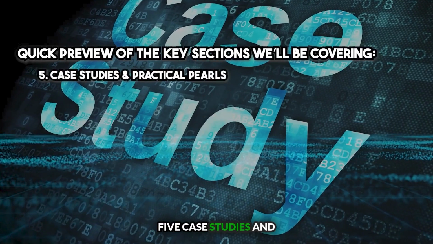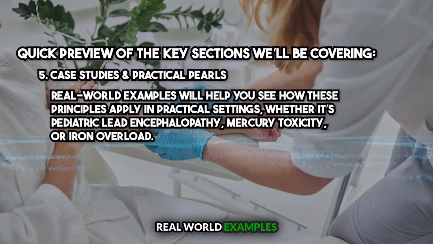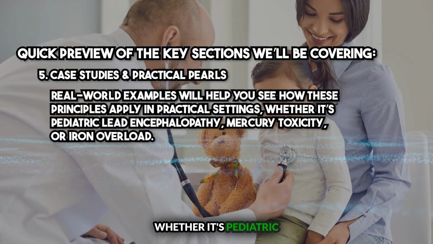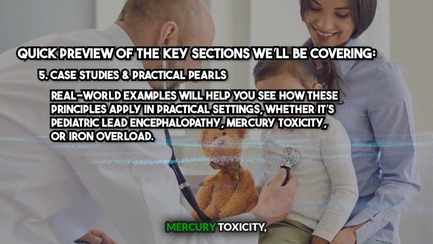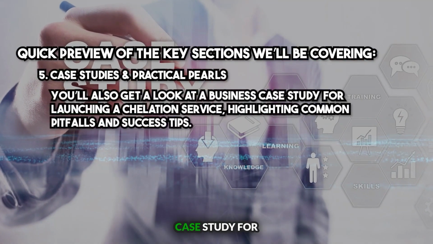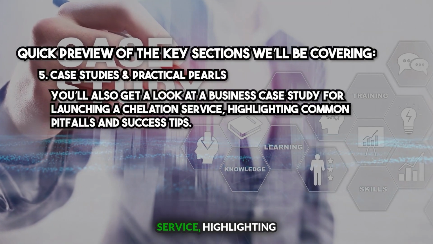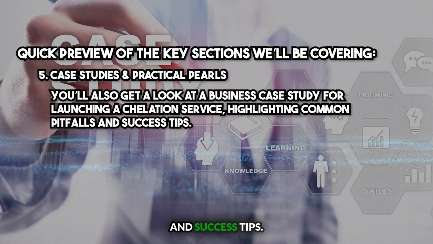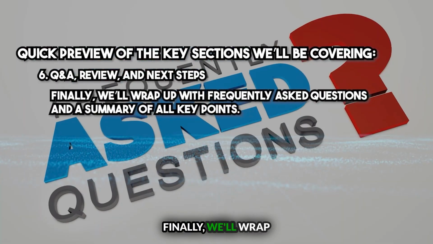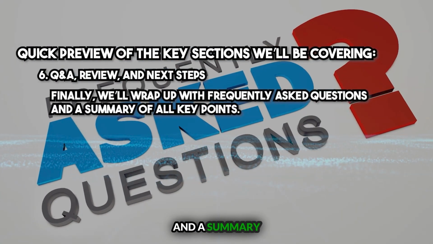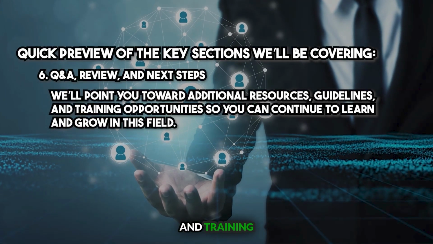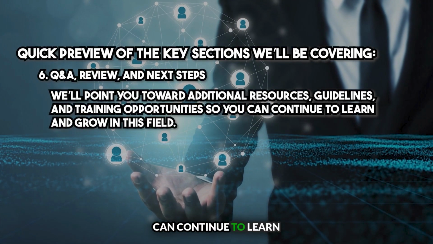5. Case studies and practical pearls. Real-world examples will help you see how these principles apply in practical settings, whether it's pediatric lead encephalopathy, mercury toxicity, or iron overload. You'll also get a look at a business case study for launching a chelation service, highlighting common pitfalls and success tips. 6. Q&A, review, and next steps. Finally, we'll wrap up with frequently asked questions and a summary of all key points. We'll point you toward additional resources, guidelines, and training opportunities so you can continue to learn and grow in this field.